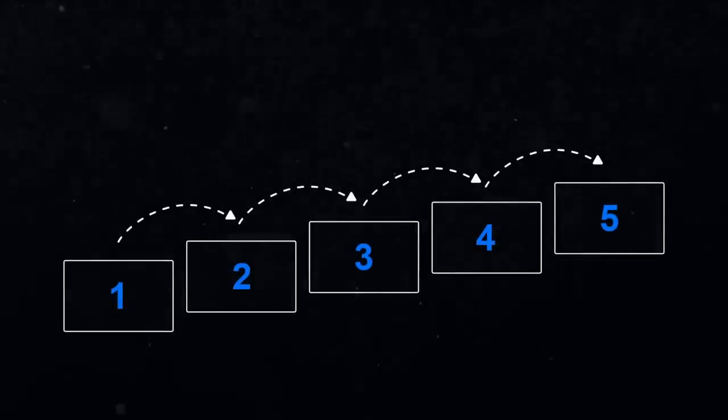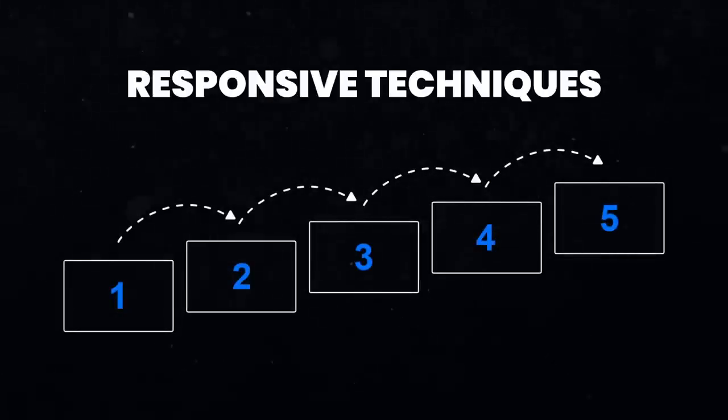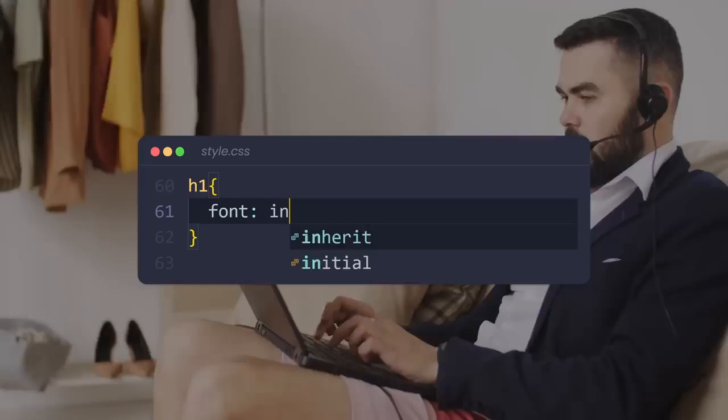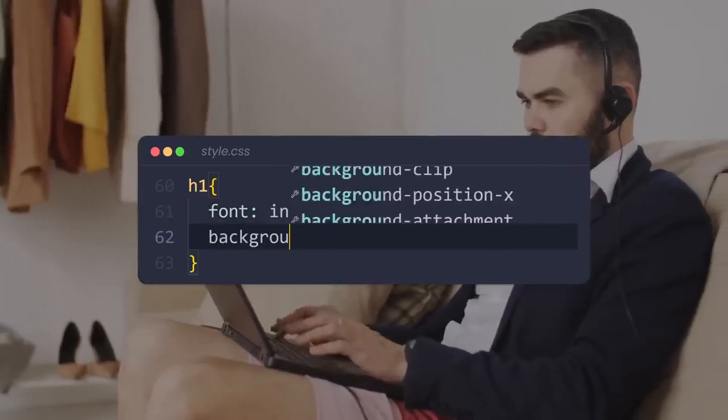So this video is going to be different. I'm going to show you 5 extremely important responsive techniques that interestingly have nothing to do with Flexbox or grid, but they are going to make all the difference in how you approach coding in CSS. Tip number 1, relative padding.